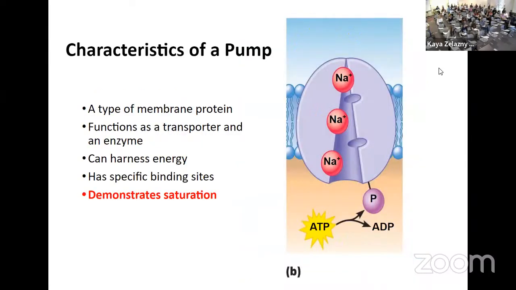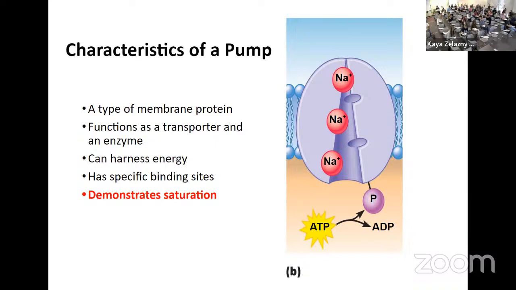Okay. So when we're thinking about a pump, something that is performing active transport, we're thinking about the fact that it's a protein. So it's going to be a protein embedded in the phospholipid bilayer. It's going to go all the way across. So it's an integral membrane protein and it's a transmembrane protein, goes all the way across the membrane. It's functioning as a transporter, kind of like a carrier. It's also functioning as an enzyme. So specifically the enzymatic function here is breaking something down for the energy, so harvesting energy.